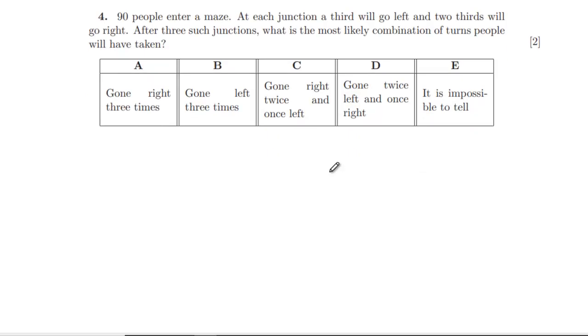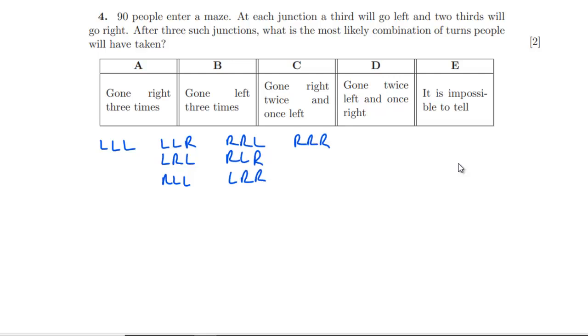That's quite difficult. Right, 90 people enter a maze. At each junction, a third will go left, two thirds will go right. After 3 such junctions, what is the most likely combination of turns people would have taken? So after 3 junctions, we've either got left, left, left; left, left, right; left, right, left; right, left, left; right, right, left; right, left, right; left, right, right; or right, right, right. So the most likely ones, well, it can't be that because right, right, right is more likely, and it can't be these.